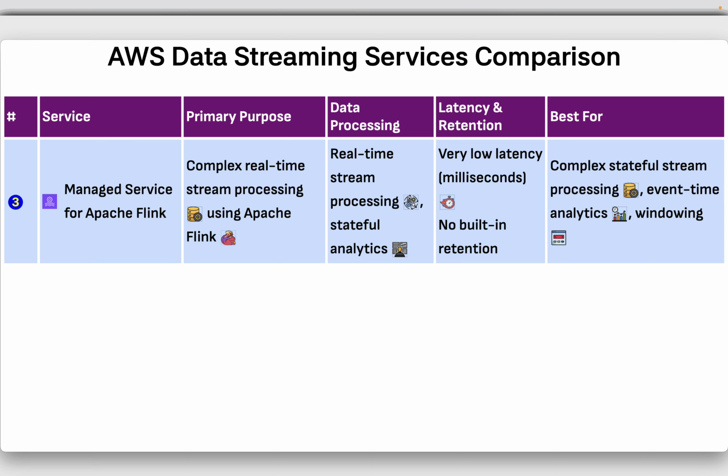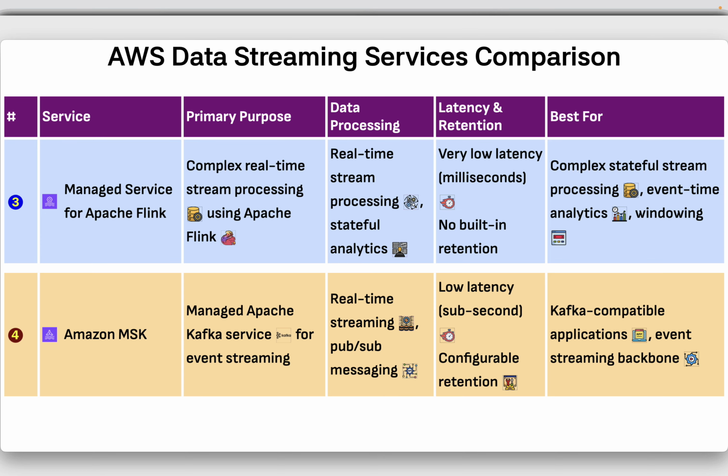which is not there in Kinesis Data Streams. So data processing is real-time stream processing, stateful analytics. Latency and retention: it's very low latency, milliseconds. There is no built-in retention. It's best for complex stateful stream processing, event time analytics and windowing. So you see the difference is there is no retention compared to Data Streams.